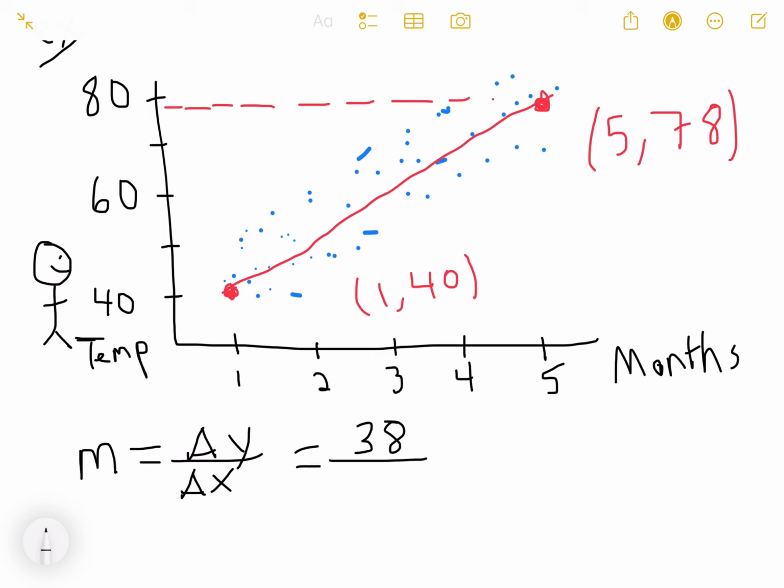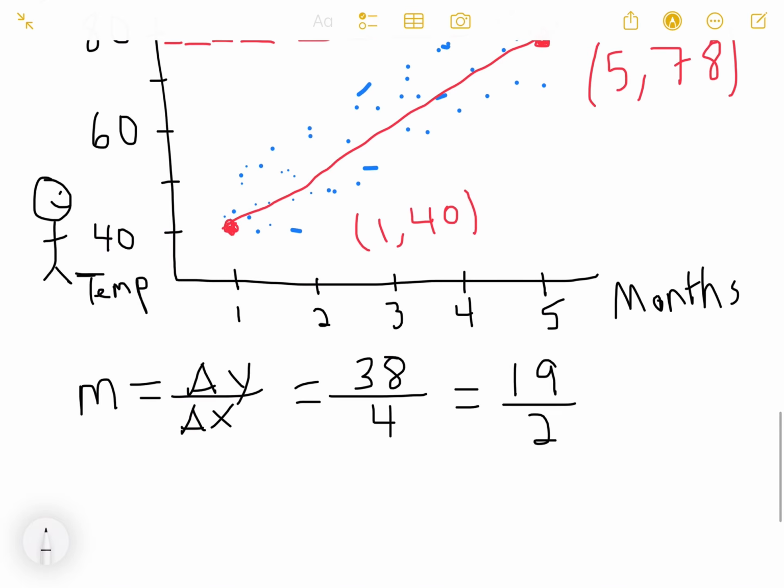And then on the bottom here, how much did I move over? Well, I went from month 1 to month 5, so I moved over 4 months. And if I reduce that, then I have 19 over 2. That's my slope. Now, let's see where I would cross the y-axis. This would be at month 0. If I did this right, then January is month 1, so the actual 0 over here would be December, I guess. It's kind of funny.